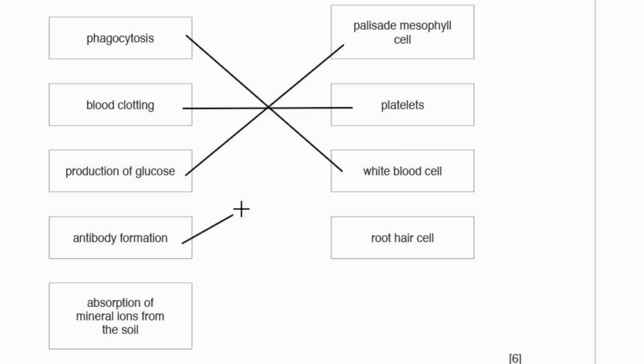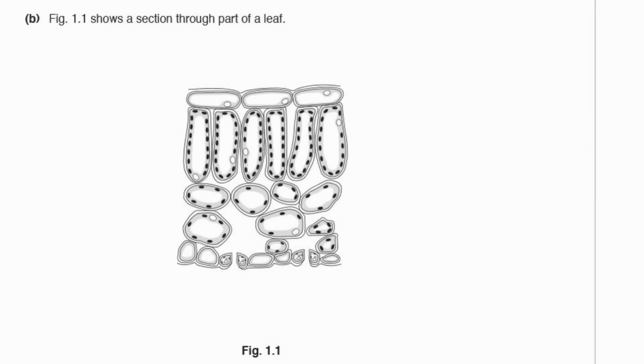Antibodies are formed also by white blood cells. So lymphocytes make antibodies and phagocytes do phagocytosis. They're both white blood cells. And absorption of mineral ions from the soil, well, that is done in the root hair cell. All right. B, figure 1.1 shows a section through part of a leaf.